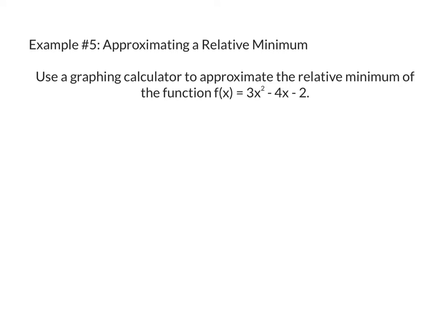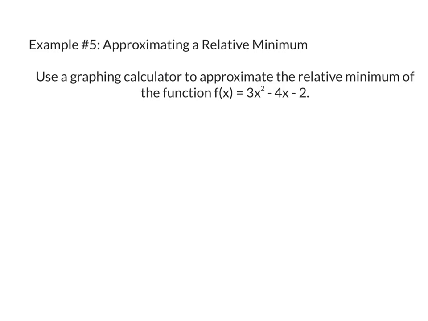So here we go. It says use a graphing calculator to approximate the relative minimum of the function f of x equals 3x squared minus 4x minus 2. Okay, so let's practice. In our graphing calculator, we're going to go to y equals, and we're going to type in our function: 3x squared minus 4x and then minus 2.